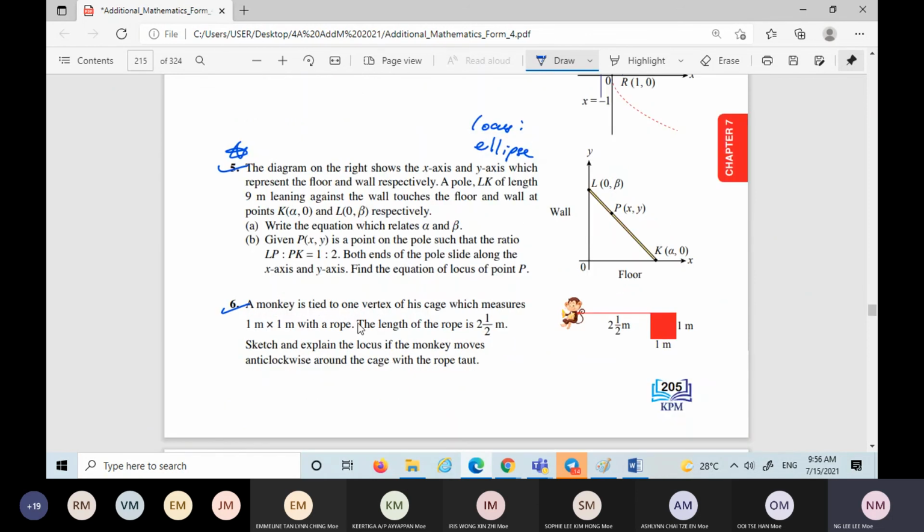Question number 6. They don't want you to write out the equation. This one needs no equations. They just want you to sketch it, because it cannot come up with any equations. This one you can refer to the answer at the back of the book. You just sketch it. I think that's all for today.